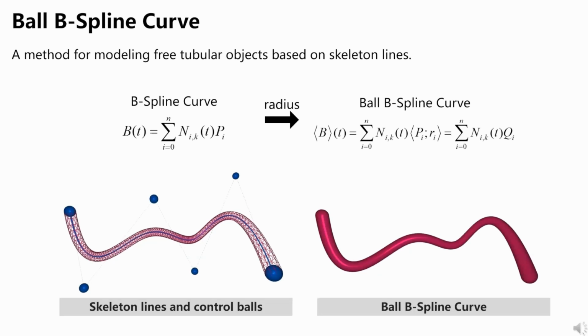The ball B-spline curve has many excellent properties, such as it is a solid model, and we can express the physical or material properties of any point inside the model if we want. In addition, the ball B-spline curve inherently comes with the skeleton line information, which will facilitate calculations related to the dynamics.